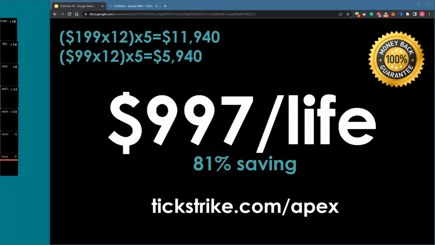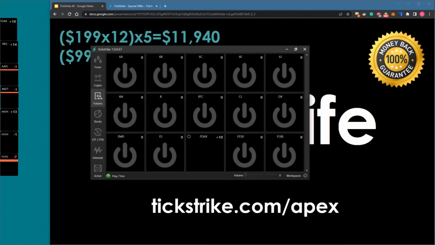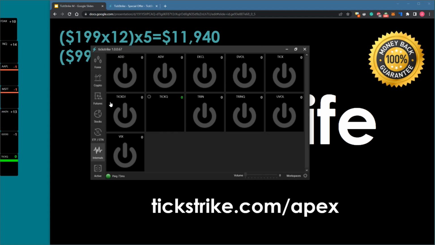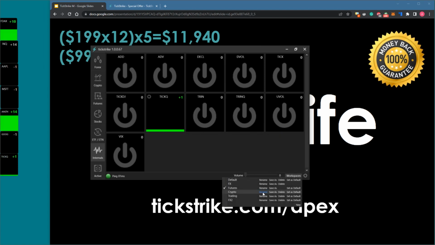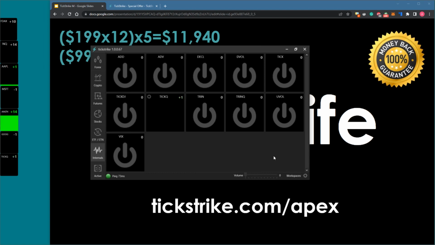LG's asking, how do you access the screen showing all the internals inside the NQ? That is incredibly simple. You just open up the software and you click internals, and there it is. Super simple. You can create your own workspaces, so if you want to change the location of these meters, you can record, save them, and do whatever you need to do.